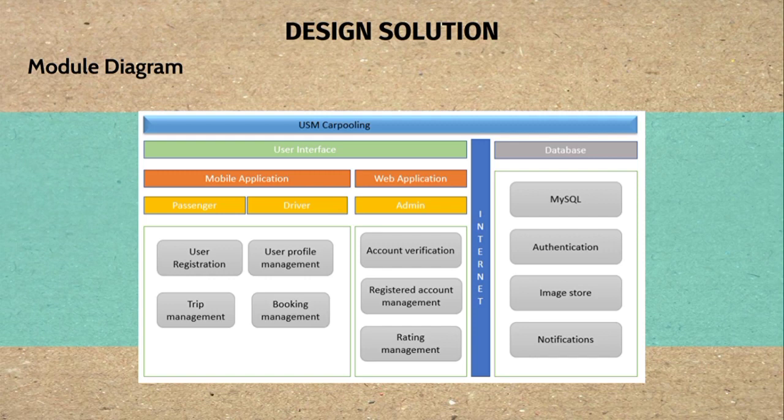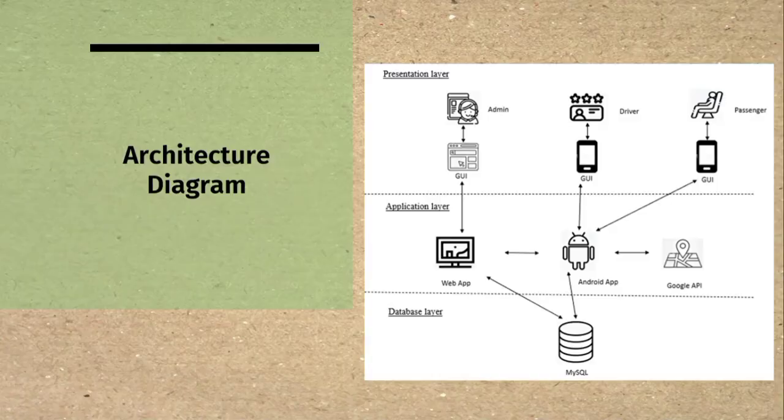Then proceed to the system architecture diagram. On the presentation layer, it shows the graphical user interface for users. Then on the application layer, it consists of the web app, Android app and Google API. Then the app will connect to MySQL on the database layer.